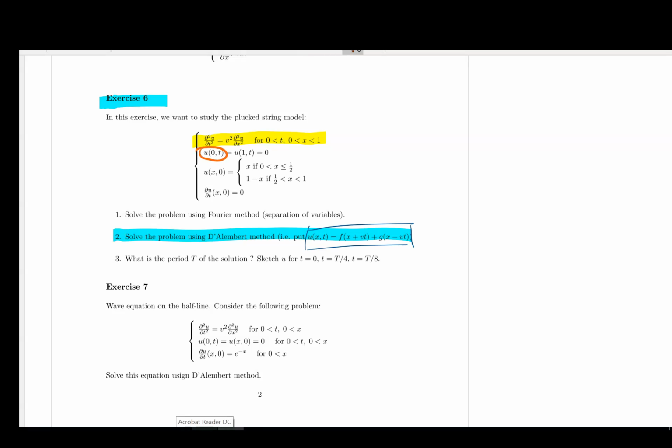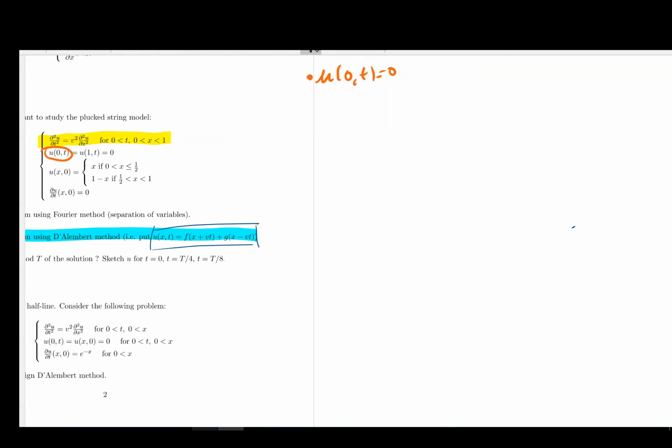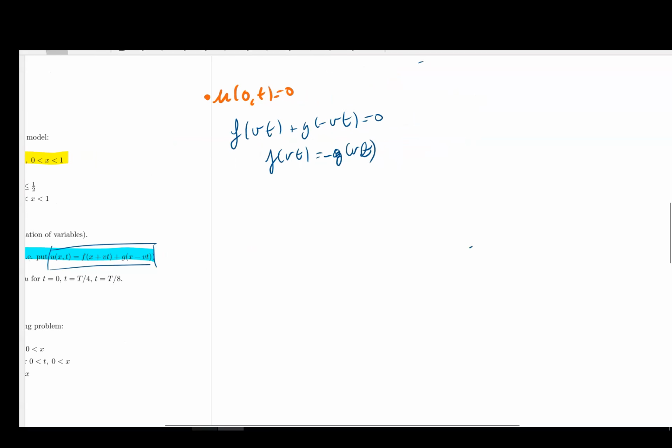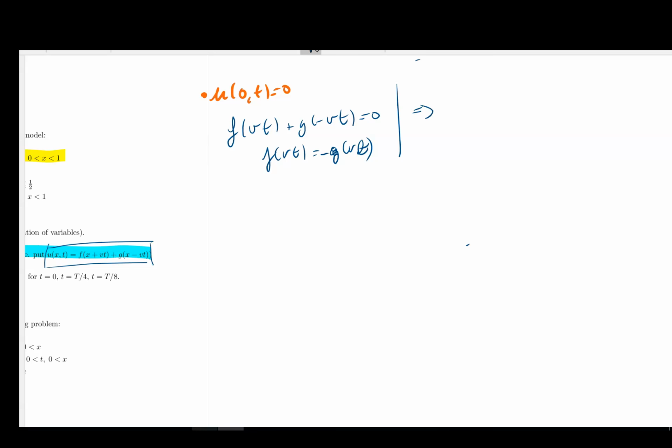Okay, so the first one, u of 0, t is equal to 0. Right, so what does it imply for our function? It implies that f of vt plus g of minus vt is equal to 0. That's already a lot. That tells us that f of vt is equal to minus g of minus vt. So they are both functions of one variable, and actually they are really related to each other in the sense that f of y is minus g of minus y.